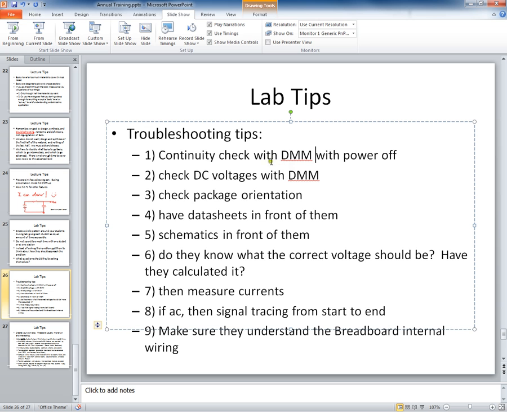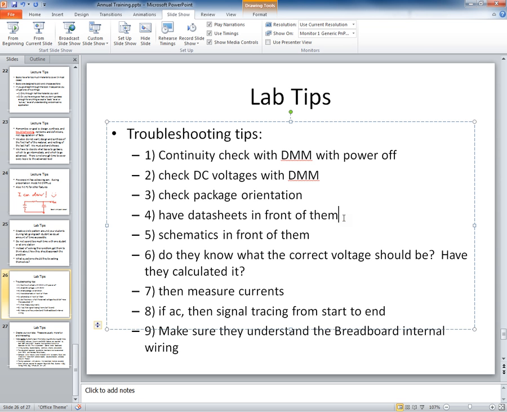And then they need to check the DC voltages with the DMM. They need to know how to do this on their own without you having to tell them. Try to wean them off of you having to tell them this every time. Maybe even print this out and give it to them. Check the package orientation. That's one of the number one problems. They got the package in backwards.